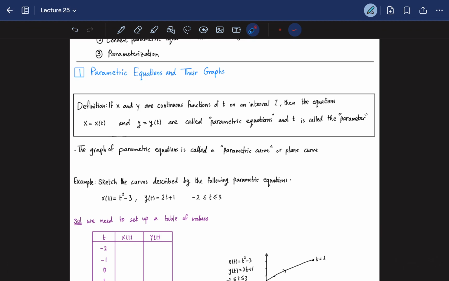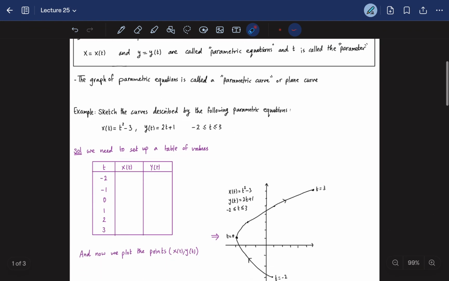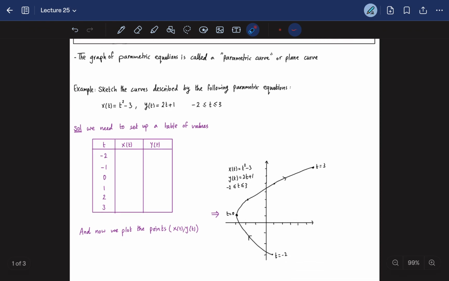So let's see how we're going to deal with these equations. The first thing that we're going to learn is how to sketch a set of parametric equations. For example, if I have x of t equal to t squared minus 3, y of t equal to 2t plus 1, and the interval between negative 2 and 3. To graph the curve, we set up a table. I write different values of t, then I find the values of x of t and y of t that correspond to that, and then we just plot points and connect the curve.